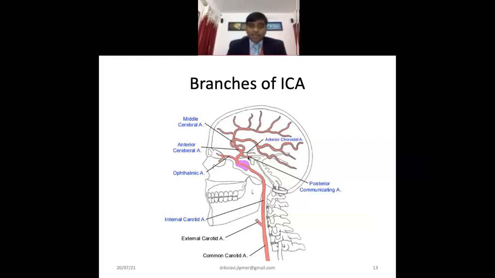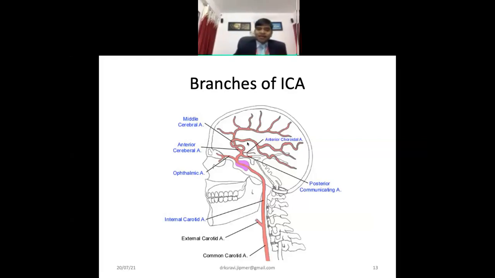Now, the main two branches, if you can appreciate over here: this internal carotid artery will terminate by dividing into two branches. The larger branch, we call the middle cerebral artery, and the smaller branch, which you can appreciate over here, is the anterior cerebral artery. So over here, you can appreciate this anterior cerebral artery, and we have the middle cerebral artery. So there are five branches from this internal carotid artery.